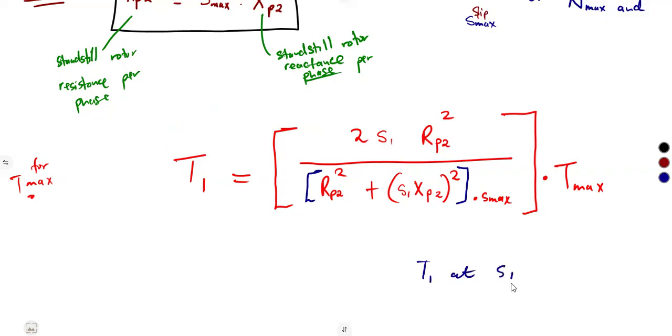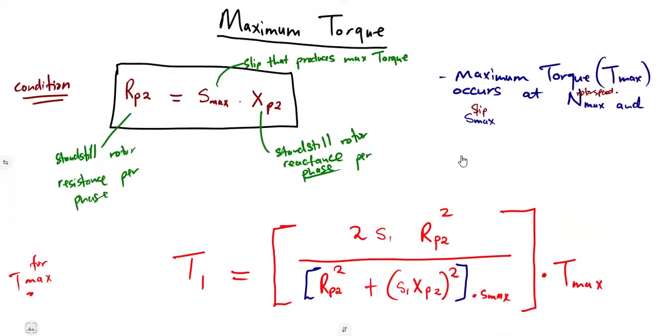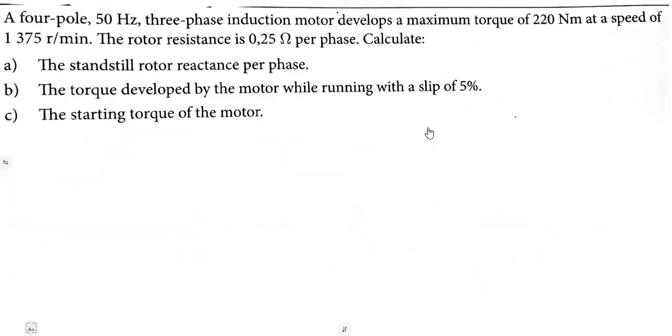At what? At S1. So Tmax goes hand in hand with maximum slip. That is the condition. So S1 is the slip that produces this torque. S max is the slip that produces this maximum torque, according to the information. Taking your information into consideration, with this and the other information that we had before, we are simply going to attempt our questions. We do not have much about the maximum torque.